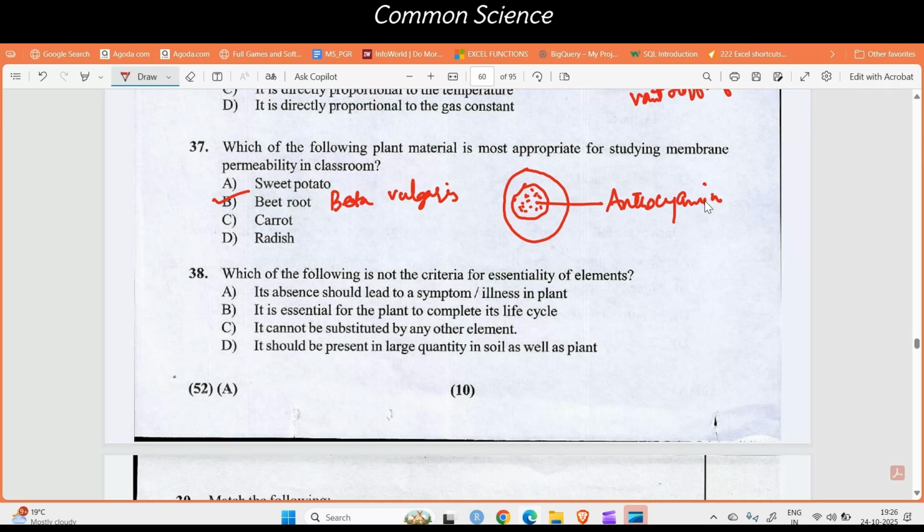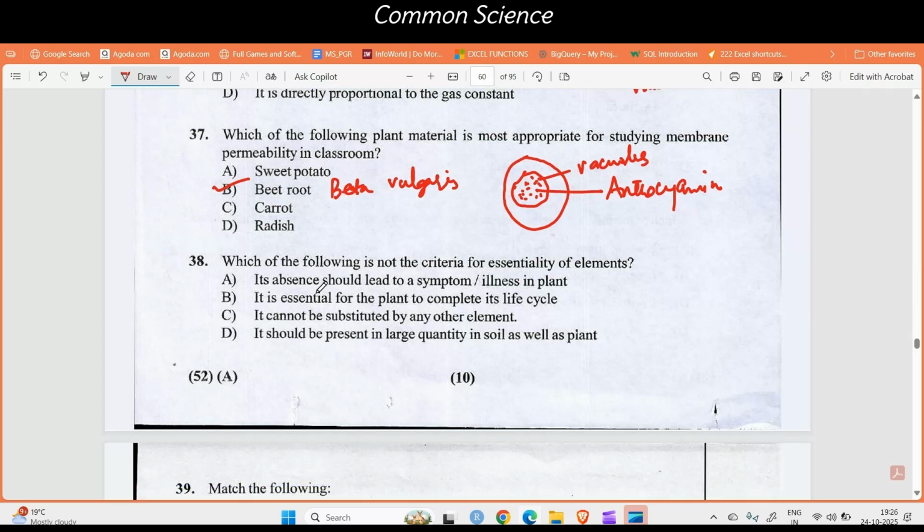And this is the perfect model for studying membrane permeability in the classroom, where you get slices of beetroot and put them in test tubes and boil them, and then you check the concentration of anthocyanin leaked from these vacuoles through the tonoplast.